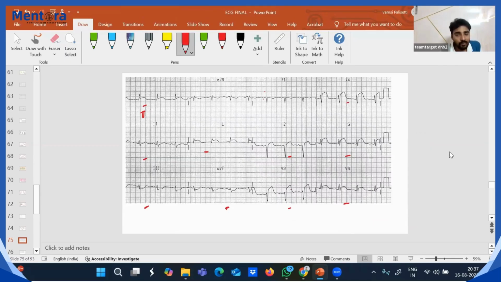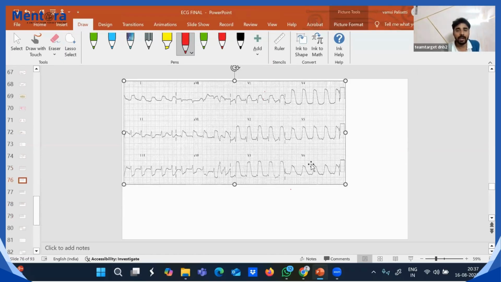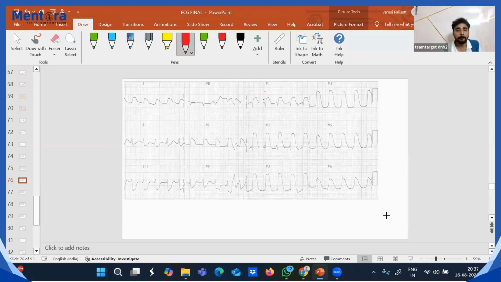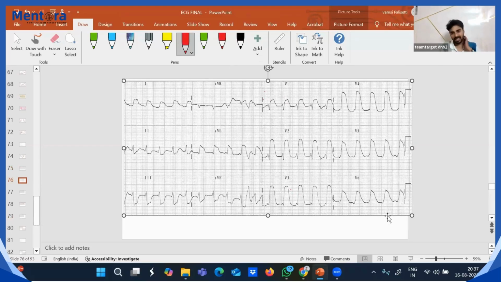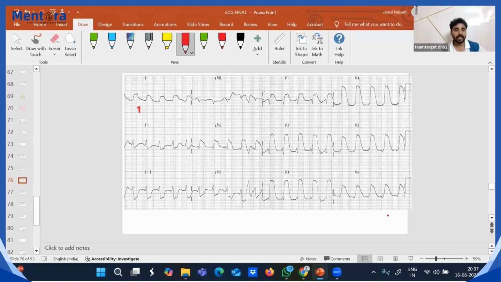Don't think it is a Q wave. It is an RS complex, R and S. Identify this MI fast. Sir, anterolateral acute MI with reciprocal changes in inferior leads. Same only. Again ST elevation in 1, AVL, V1, V2, V3, V4, V5, V6 with ST depressions in 2, 3 and AVF.